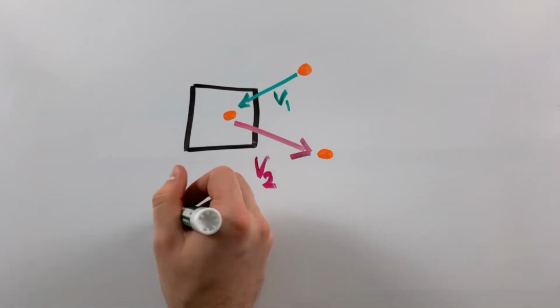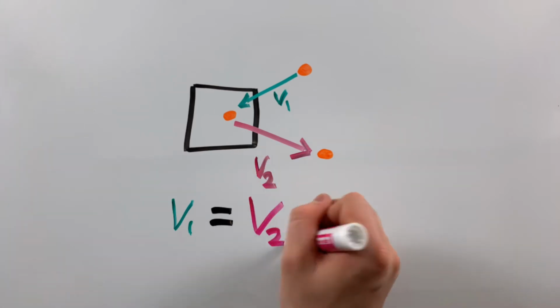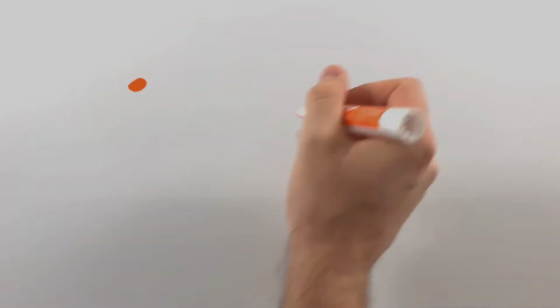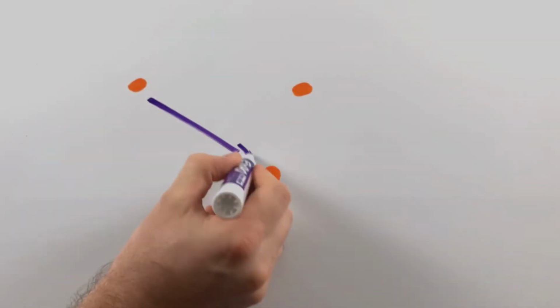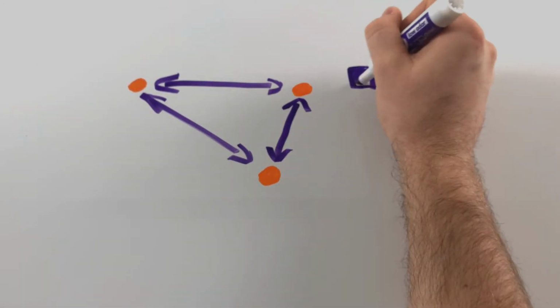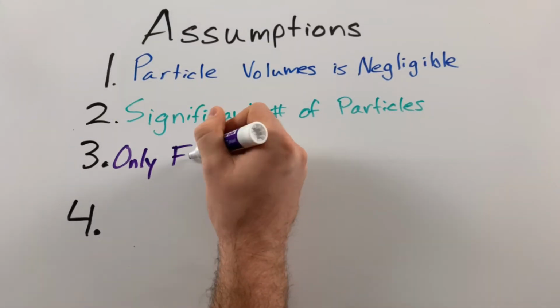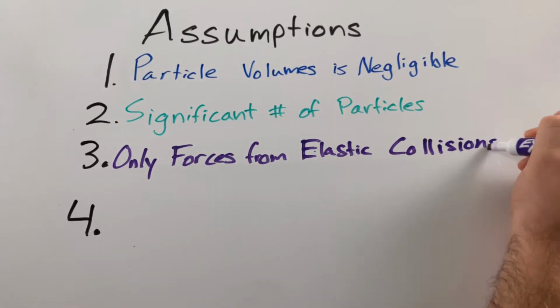Our third assumption is that the only forces acting on particles are caused by elastic collisions. Elastic meaning that kinetic energy is conserved through a collision, so the velocity of particles before and after collisions are equal. This most notably will be ignoring the effects of van der Waals forces, which is an attractive force between all particles. We can ignore it because the forces from collisions are typically significantly larger than that of van der Waals. In summary, we are assuming that our only forces are from elastic collisions.